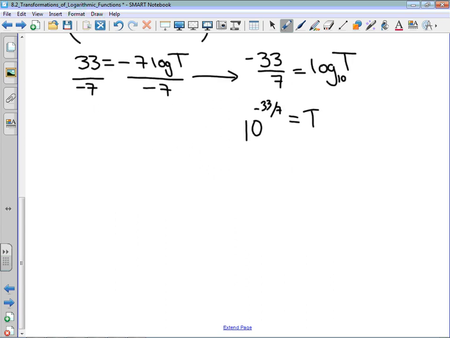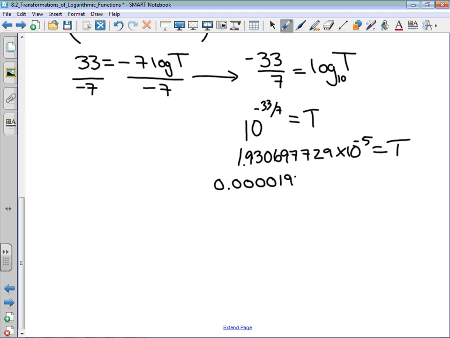From here, though, I would type that into my calculator, being really careful with putting my exponent in brackets. And again, it's a bit of an ugly number. It's 1.930697729 times 10 to the -5 is equal to t. I'm going to switch that into normal form, and that's 0.00001930697729 is equal to t.